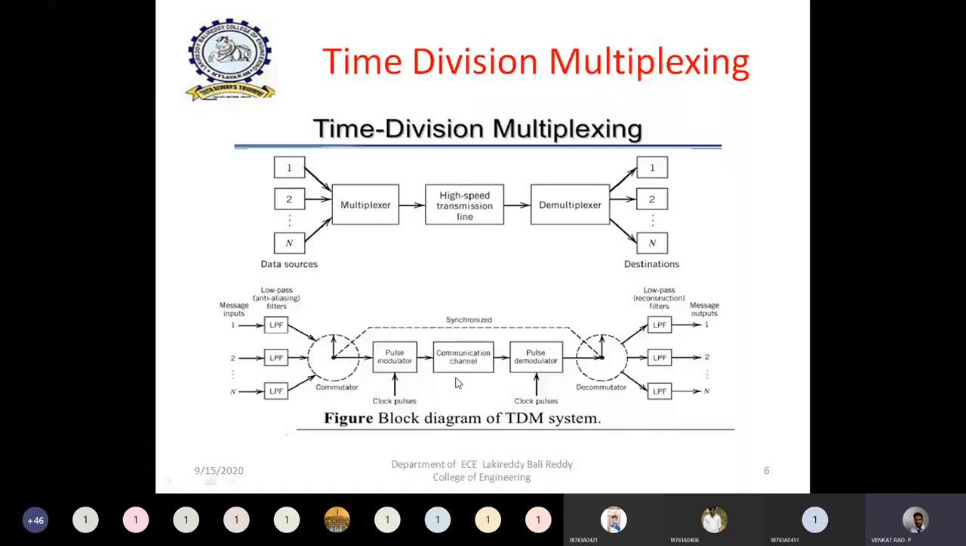Similarly, on the receiver side, we have a decommutator. Again, there is a switch. Both the commutator and decommutator operate based on a single synchronized clock pulse.